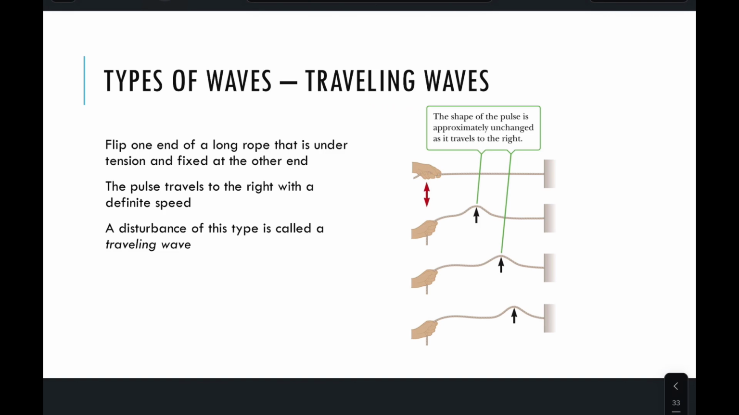So for types of wave, we have traveling wave. Later on, we will see standing wave. First things first, let's take a look at the traveling wave. When we talk about traveling wave, it means that the wave itself is going to travel through the medium. For example, we have a stretched string like this. We flip one end of the long rope that is under tension and fixed at the other end. The pulse created just now is going to travel to the right with definite speed. A disturbance of this type is called a traveling wave.